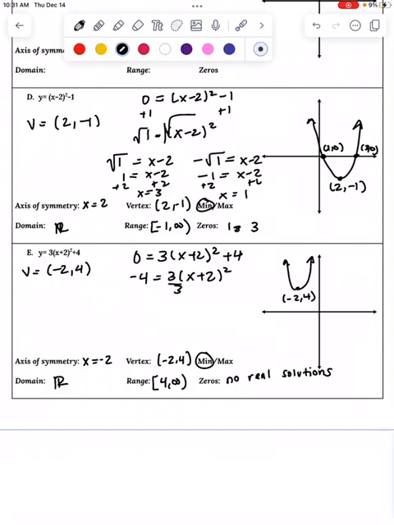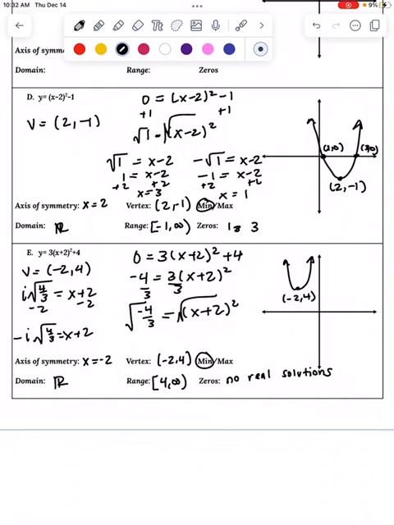Divide by 3. So I have -4/3 equals x plus 2 squared. I'm gonna have to take the square root. So when I take the square root, I'm gonna have i square root 4/3 equals x plus 2. Then I have negative i square root 4/3 equals x plus 2. Subtract 2. So technically my zeros here are i square root 4/3 minus 2 and negative i square root 4/3 minus 2.